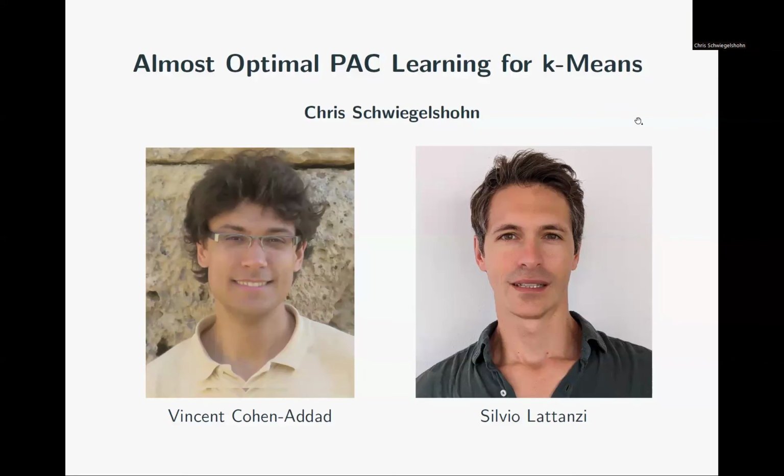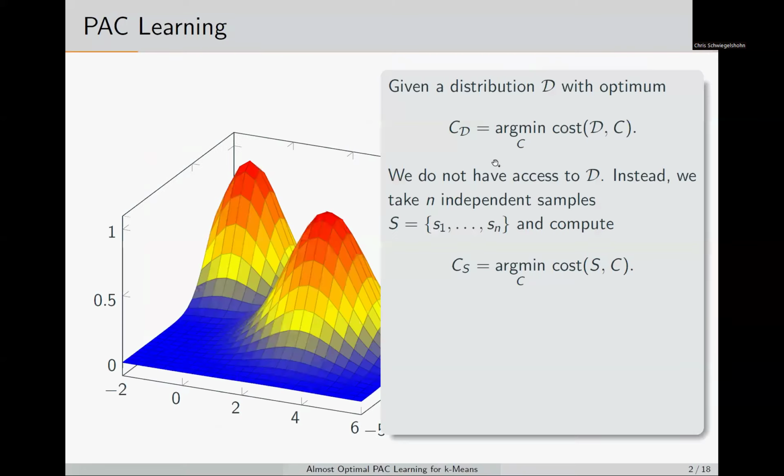This talk will be on the paper Almost Optimal PAC Learning for K-means, and it is joint work with Vincent Cohen-Addad and Silvio Lattanzi. The setting that we're looking at is PAC learning. In PAC learning, we're given a distribution, and we want to learn something of the distribution, typically a function, and most commonly we want to find a minimizer over all possible functions that we're considering.